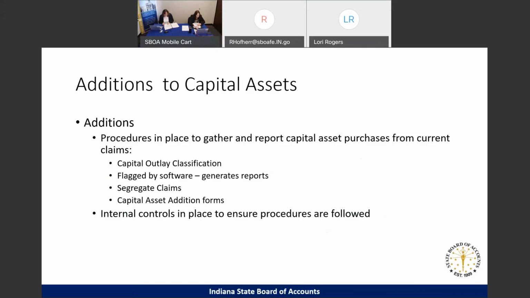I hope it goes without saying, even though I can't go without saying it, you need internal controls to ensure that whatever procedures you have established are being followed and are working to provide accurate and complete capital asset additions. So it's not enough to set these procedures in place. You need to make sure they're working, that you're getting those reports, that the flagging is being done, that it's producing accurate results, that it's not missing things or adding things that it shouldn't. So again, you've got to have controls in place.